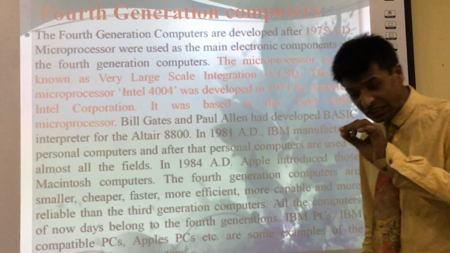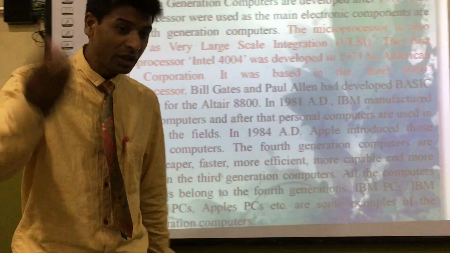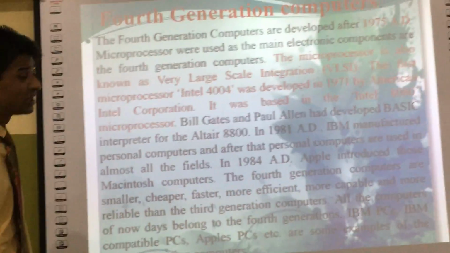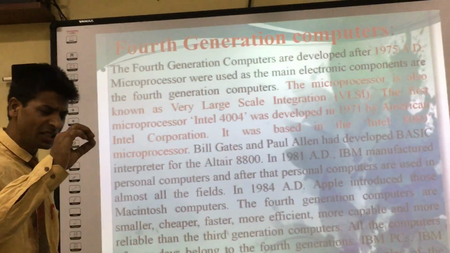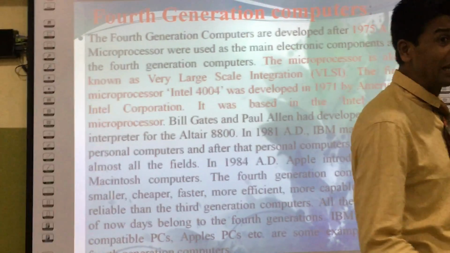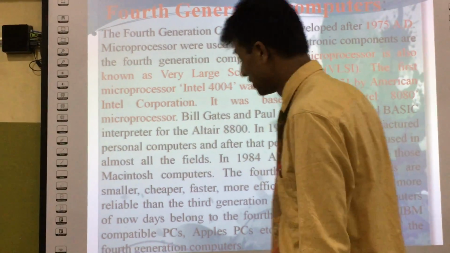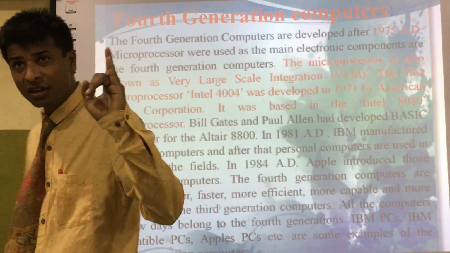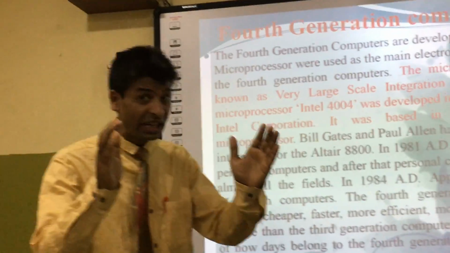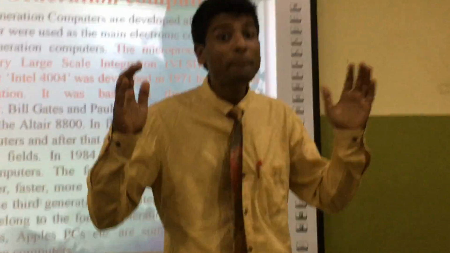Whatever computers are in use right now, whatever we are using, come under the fourth generation computer. So from 1975 onwards, all computers introduced in this world come under the fourth generation. In a fourth generation computer, VLSI, very large scale integration, as well as the microprocessor, or we can say the CPU, is the main component.